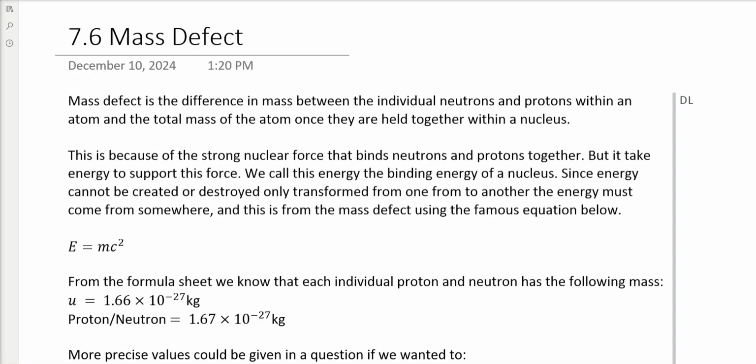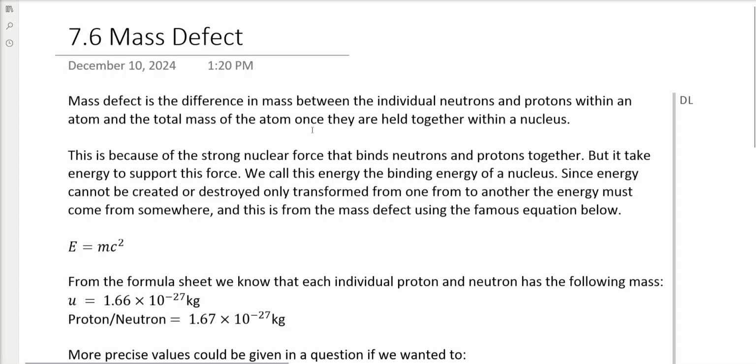1.67 times 10 to the negative 27 kilograms. And they both have the same mass, or at least close enough. There is a mass difference between the two that we might take into account sometimes, and we'll see that below here. But those are individual masses for each.